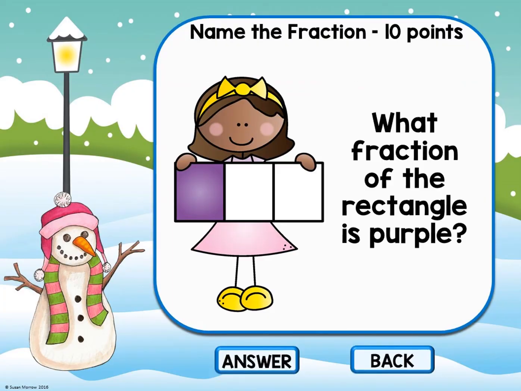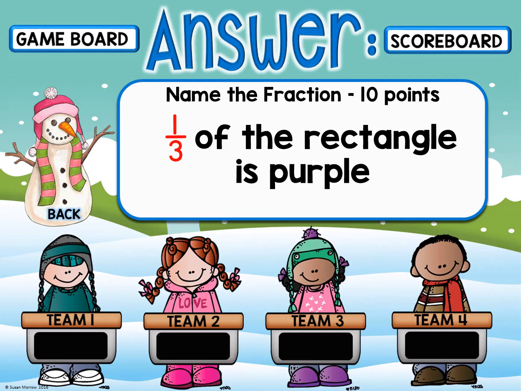Here's our next question. What fraction of the rectangle is purple? Write your answer in fraction form with a numerator on the top and a denominator on the bottom. The answer is 1/3. One of the 3 parts of our rectangle was colored in. So our answer is 1 shaded part over 3 total pieces, 1/3.